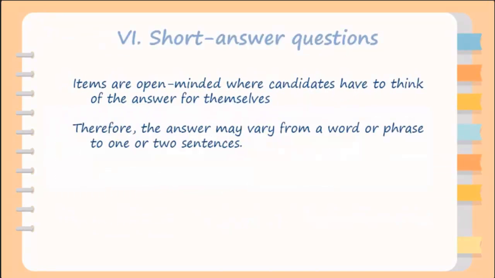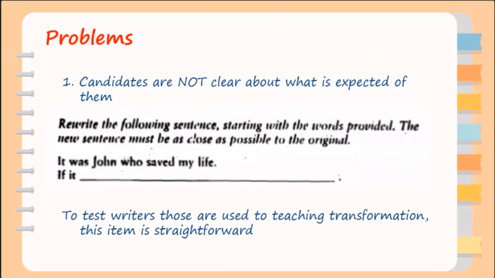Now we move on to short answer question. Okay, so you can know, right? This item is quite open-minded. The student or the candidate has to think of the answer for themselves. Therefore, the answer might vary from a word or phrase, or one sentence to two sentences. Okay. So with some problems, the candidate might not be clear about what is expected of them.